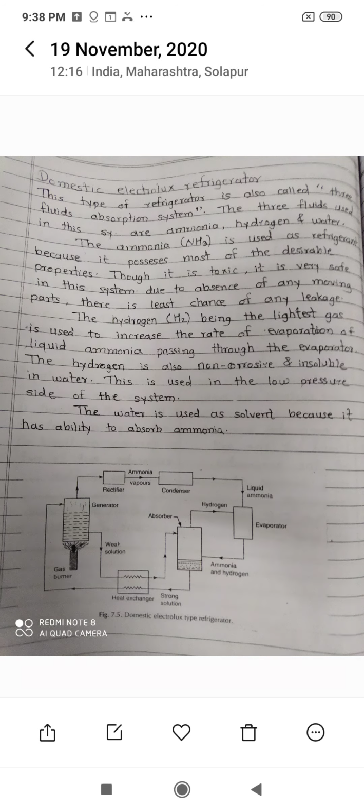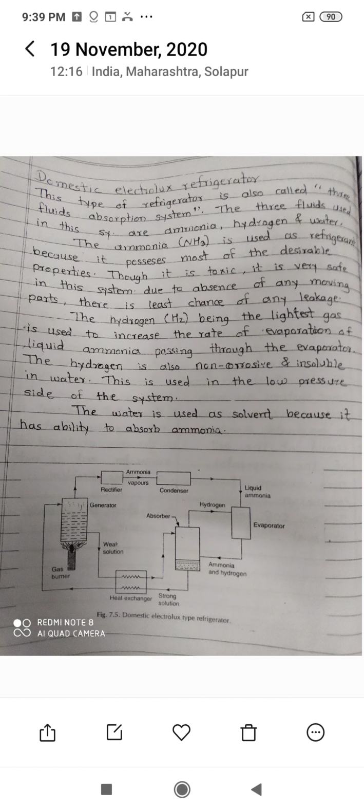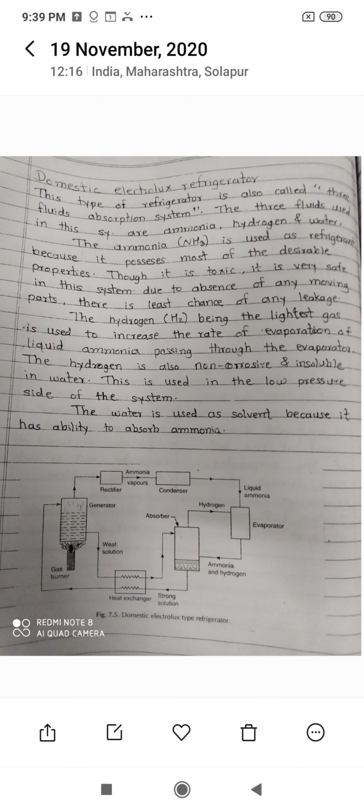Welcome back. In the previous lecture, we discussed the simple aqua ammonia vapor absorption system and the practical aqua ammonia vapor absorption system. Now, we will discuss the domestic Electrolux refrigerator. This type of refrigerator is also called a three fluid absorption system. The three fluids used in this system are ammonia, hydrogen, and water.